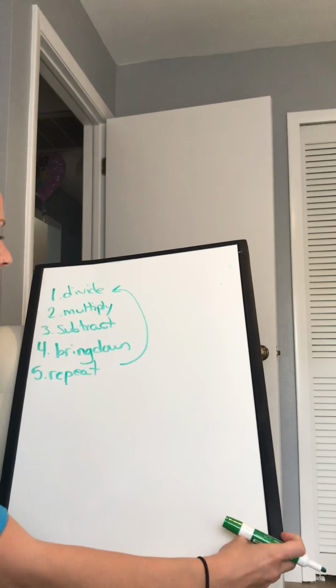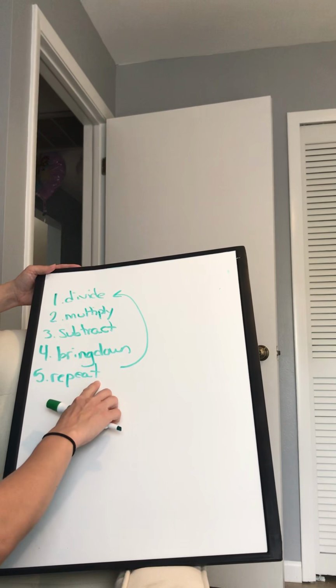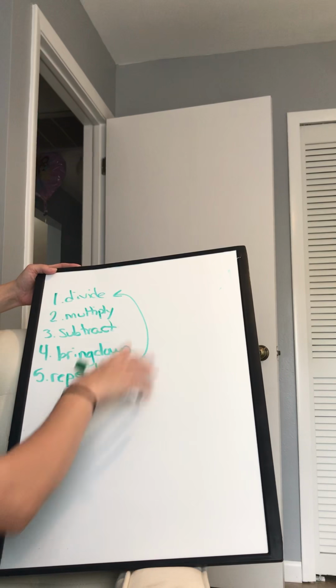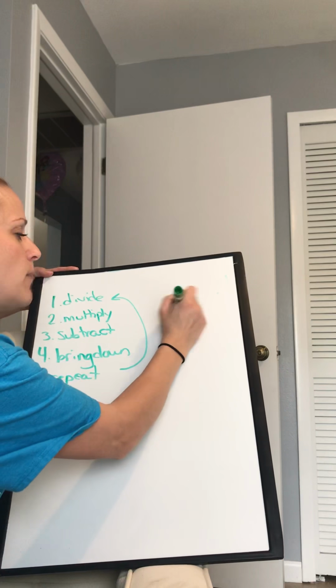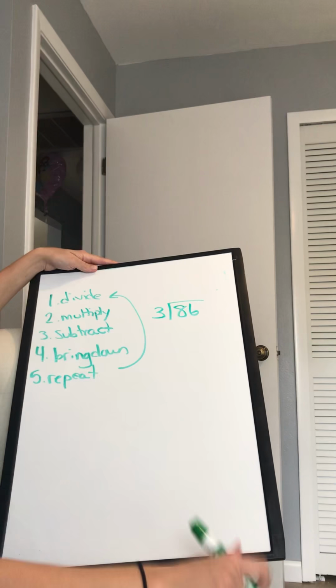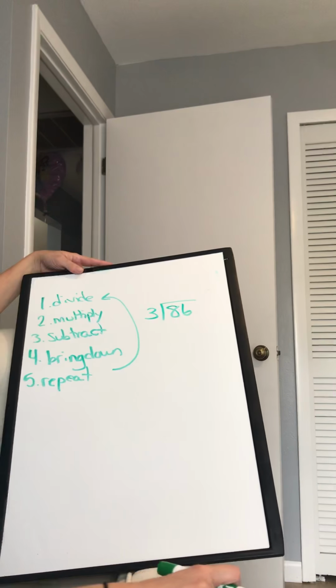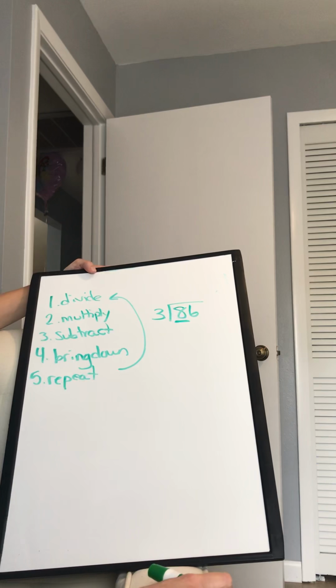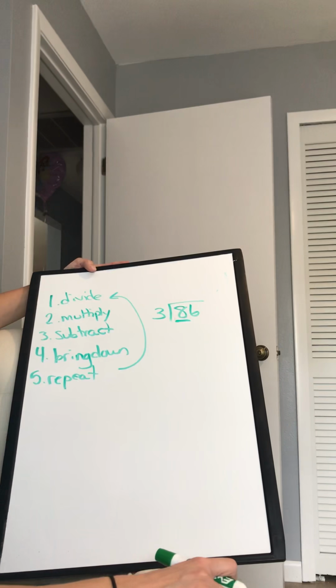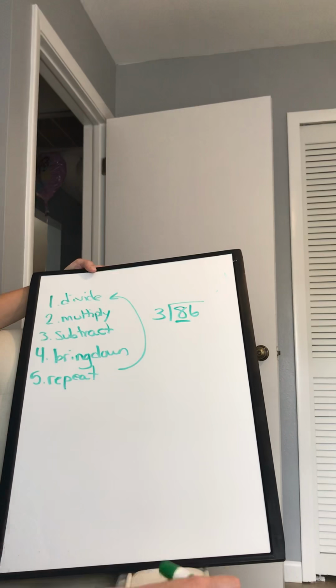So I'm going to do one on here with leaving this up so you can see our steps, and then I'm going to erase this and we'll do another one, okay? So let's start with a 2-digit divided by a 1-digit number. 86 divided by 3. The first thing I'm going to do is underline that first digit there, the 8. So now I'm just doing 8 divided by 3. How many times can 3 go into 8 without going over?